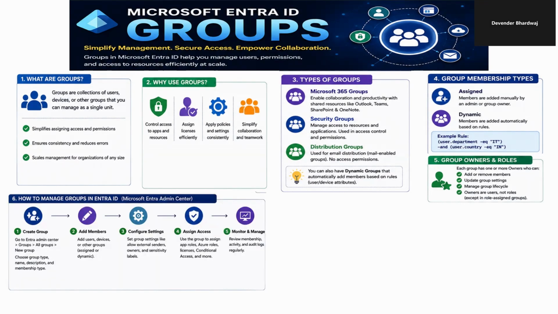Some best practices: a naming convention should be decided. It can be like department name, country name, or country name, department name, or city name, something like this. Depends on the organization. Another best practice is assign permission to group, not individual users. When possible, use dynamic groups for departments with frequent staff changes.